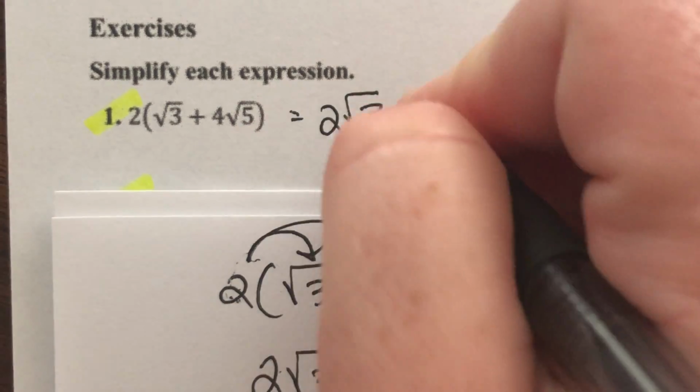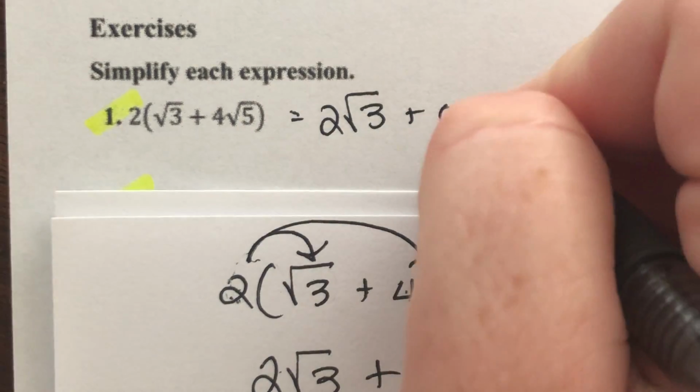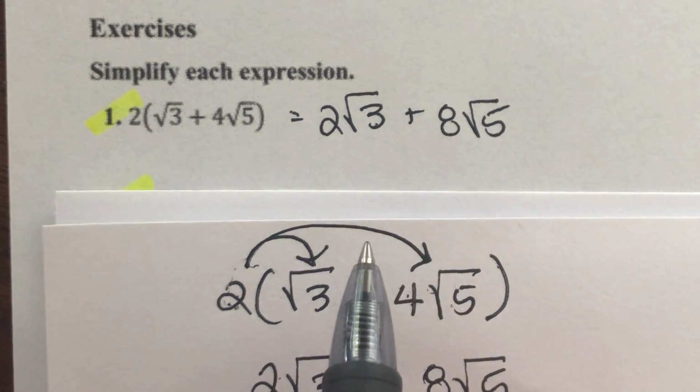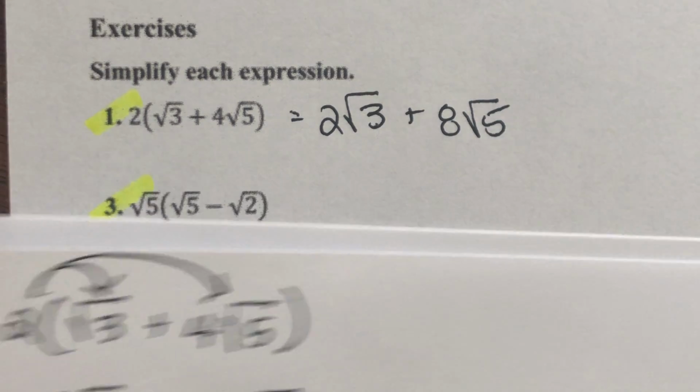2 square root of 3 plus 8 square root of 5. We want to make sure that everything is simplified. Can I factor 3 or 5? No, I cannot, so I can move on.